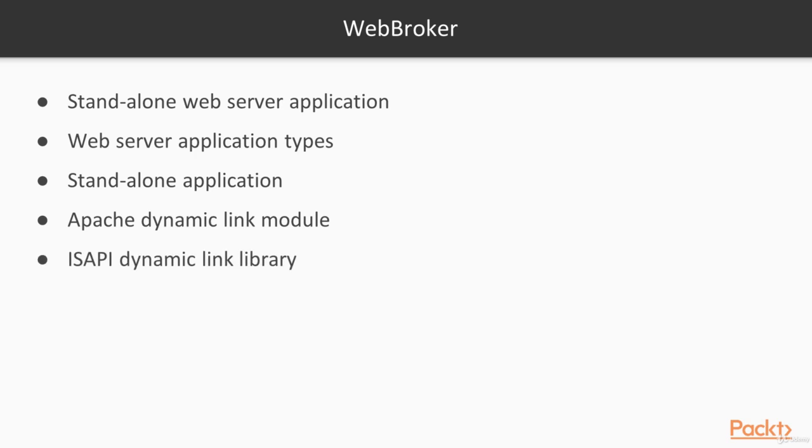ISAPI dynamic link library: these web server applications are dynamic link libraries, or DLLs, that are loaded by the web server, and the client request information is passed to the DLL as a structure and evaluated by the TISAPIApplication. Each request message is handled in a separate execution thread. Selecting this type of application adds the library header to the project file, adds required entries to the uses list, and exports the class of the project file.